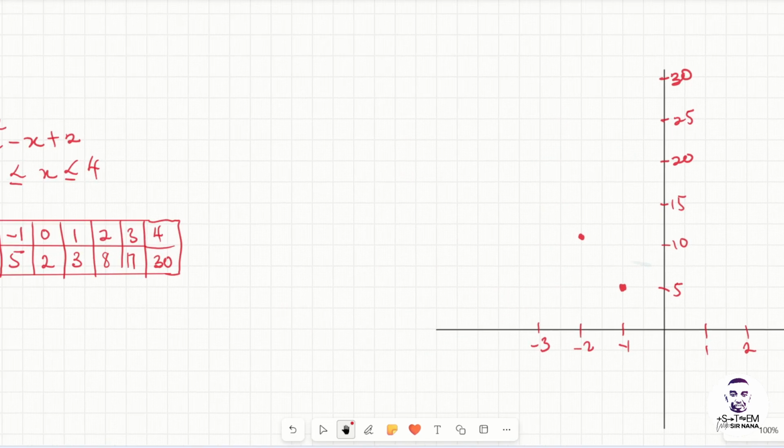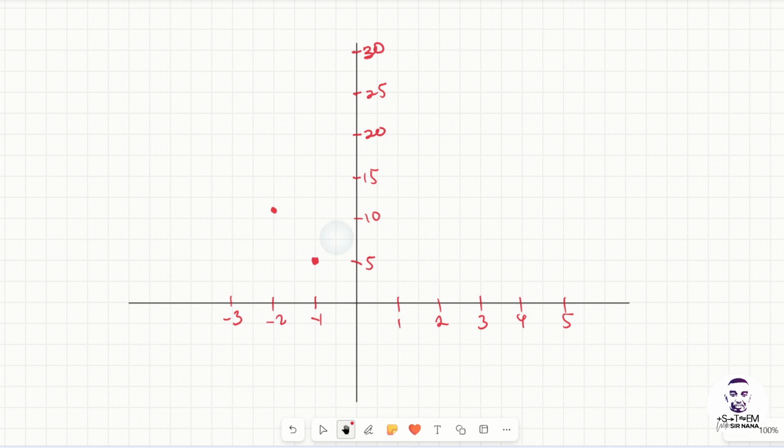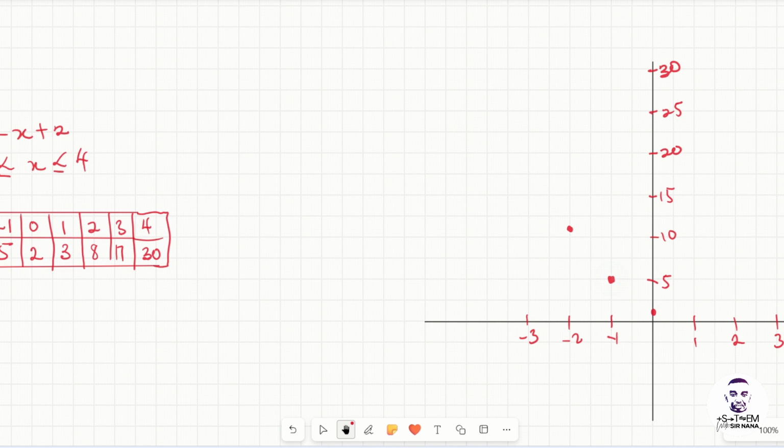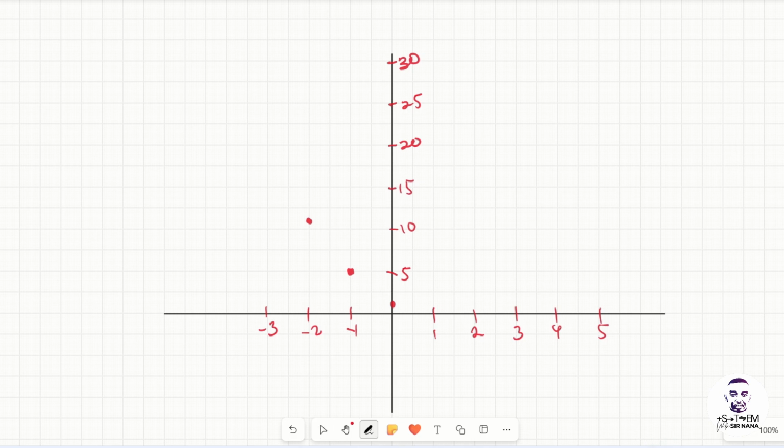And then we have the next one to be 0 and 2. So 0 goes with 2, so 0, and then 2. Right, and then the next one is 1 and 3. And then this one is 2 and 8. So we have 1 with 3. Right, so we are climbing up. Then we have 2 with 8. We are climbing up.